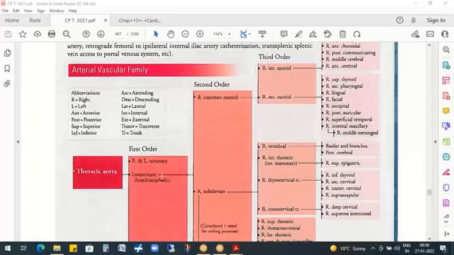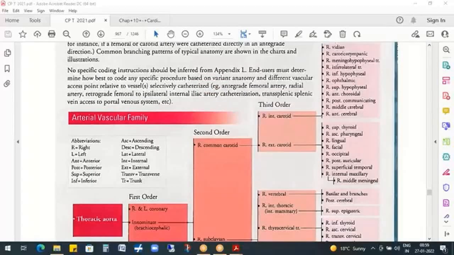Now, listen to the scenario. If a catheter placed in innominate moves to right common carotid, moves to right internal carotid, moves to right ophthalmic, now where is the end tip of the catheter? Beyond the third order. That means what is the code? 36218. But listen here, an add-on code we will never use as a primary code. Here the rule says use third order and beyond the third order. That means 36217, 218.